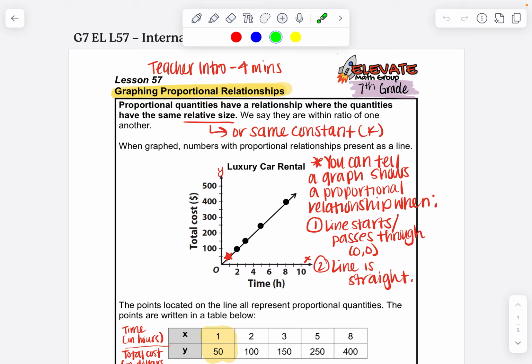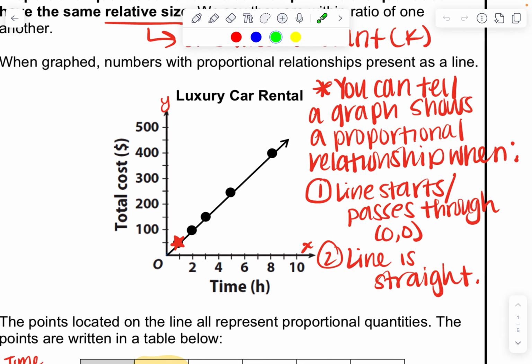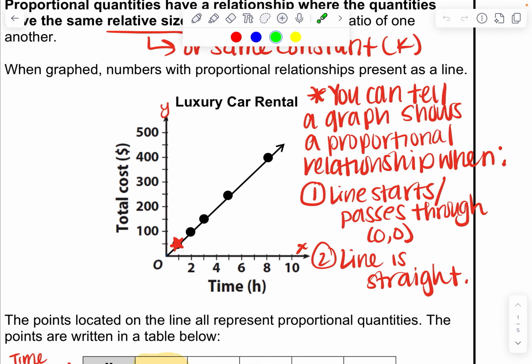When we graph numbers with proportional relationships, they present as a line. You know by looking at a graph that it shows a proportional relationship when it fulfills two criteria. The first criteria is that the graph must always pass through 0, 0. So the line meets at the origin, which is 0, 0. Step one, great. The second criteria for whether a graph is proportional is if it forms a straight line. So this line is straight, which means that this is a proportional relationship.